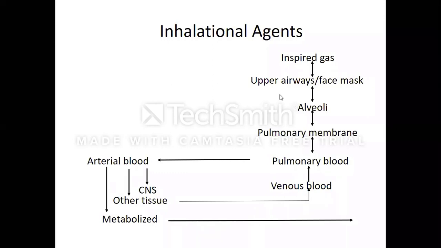So it is inspired, it moves into the upper airways, then into the alveoli, then via the pulmonary membrane into the pulmonary blood, then into the circulation, and I have shown you that it moves to the arterial blood. Arterial blood moves into the CNS and other tissues, or the anesthetic in the arterial blood may get metabolized. And then the reverse begins: once the CNS has utilized the anesthesia, from there it will move back to the venous blood, back to the pulmonary blood, and the reverse will begin.